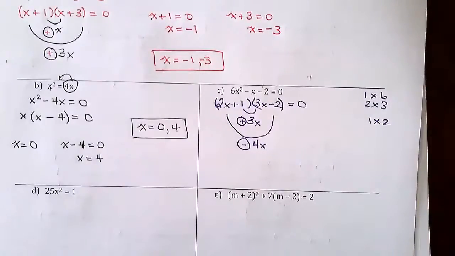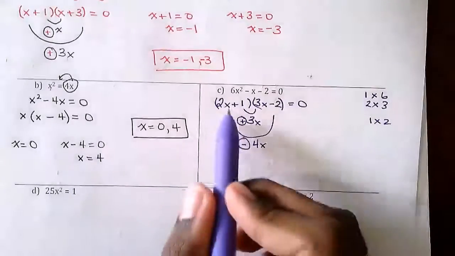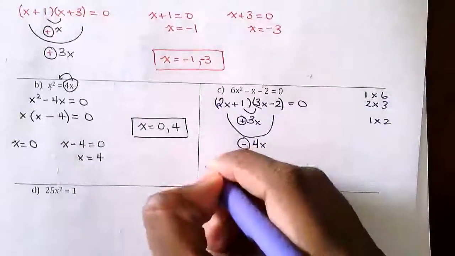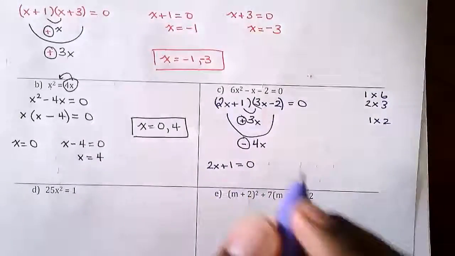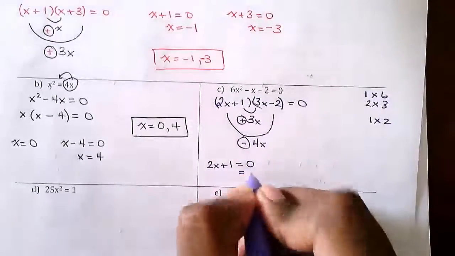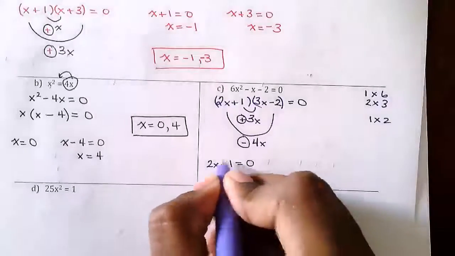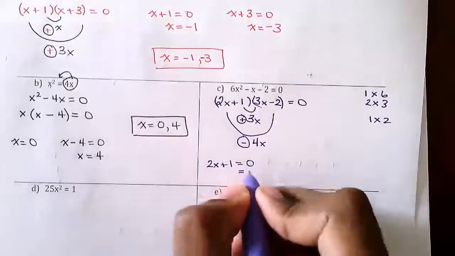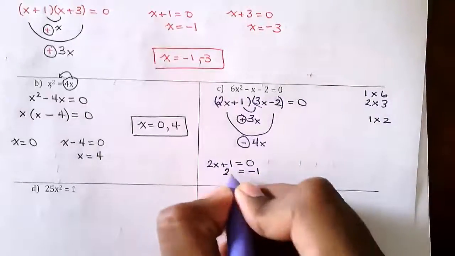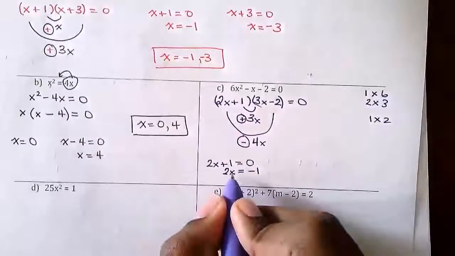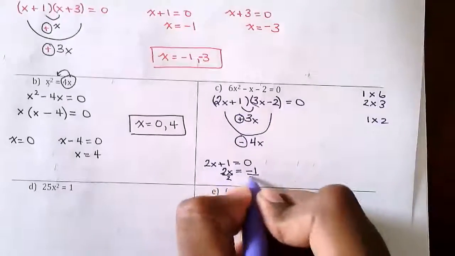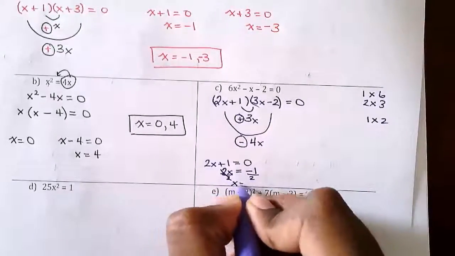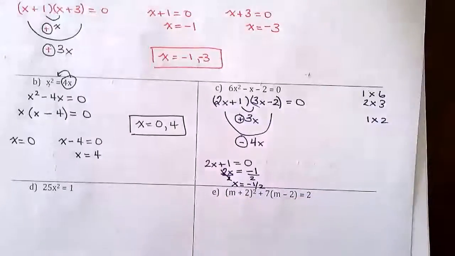Now what we do is set each factor to 0. So again, there are two factors here. So 2x plus 1 is equal to 0. To isolate for x here, I'm going to bring the positive 1 over to make it a negative 1 on the other side first. So negative 1 is equal to 2x. And to isolate for this x, I'm going to divide both sides by 2. And I'm left with x is equal to negative 1 over 2. That's one of the solutions.